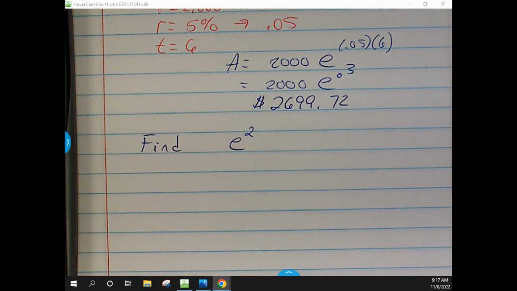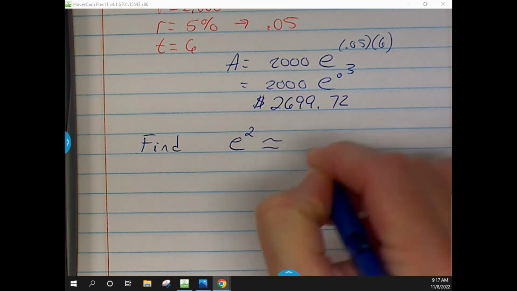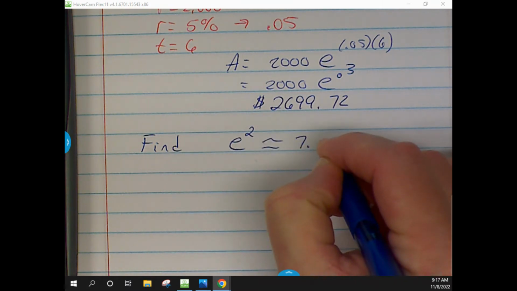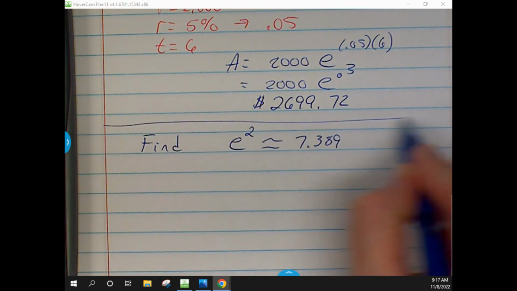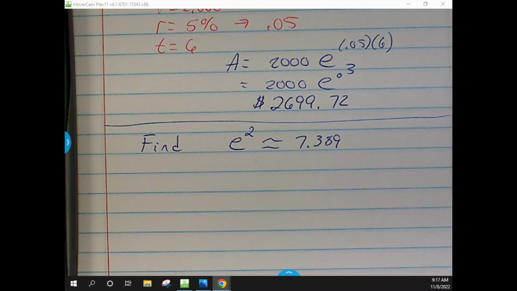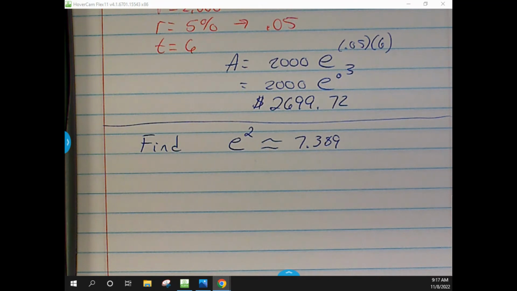So if you put in e to the second power, what do you get? E to the second? Yeah, e to the second. You get 7.389. Yeah, 7.38905, and we'll cut it off to 3 decimal places. That seems to be a good spot.